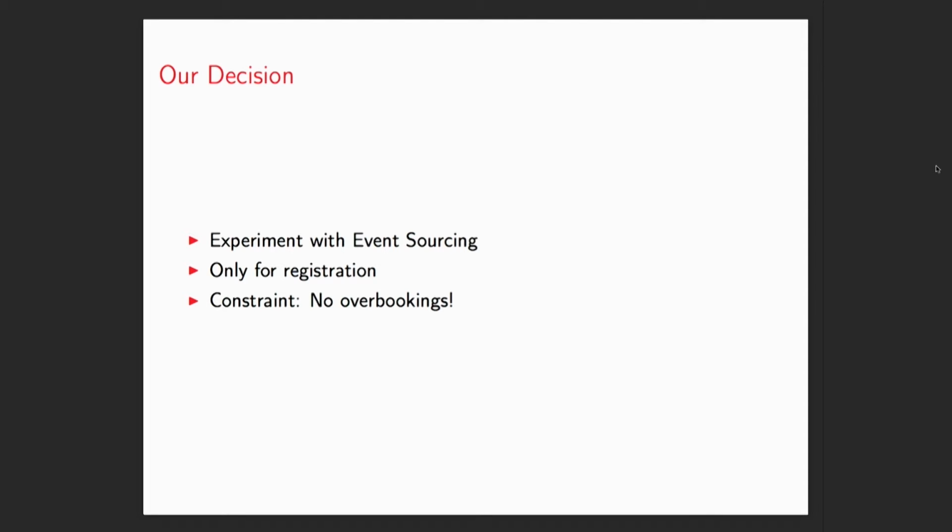And we need to adhere to one constraint, that is no overbookings, because for this conference, the tickets match to a hotel room, so we cannot do overbookings. For other conferences, it's not that much of a problem, but for ours, we need to make sure that we give out the exact number of tickets. So keeping that in mind, we started implementing this, and it works like this.